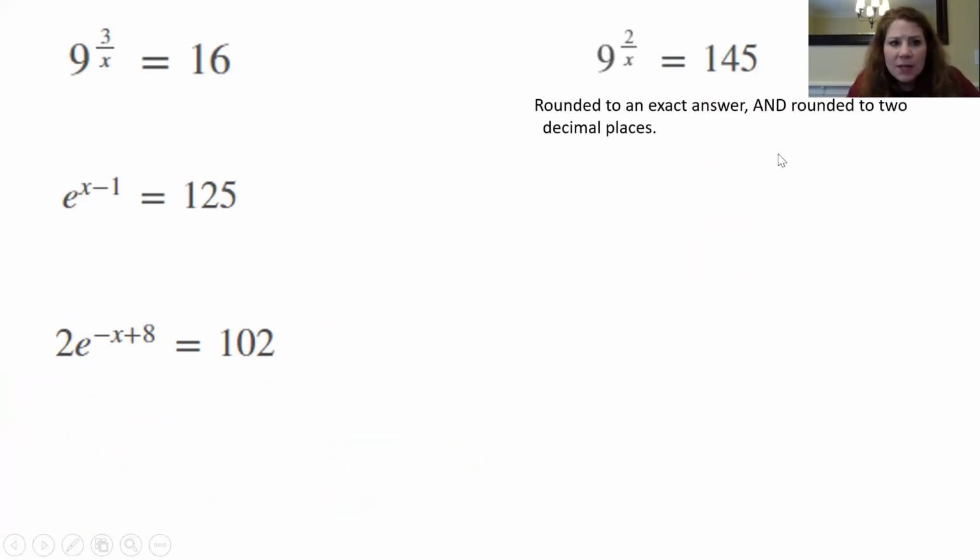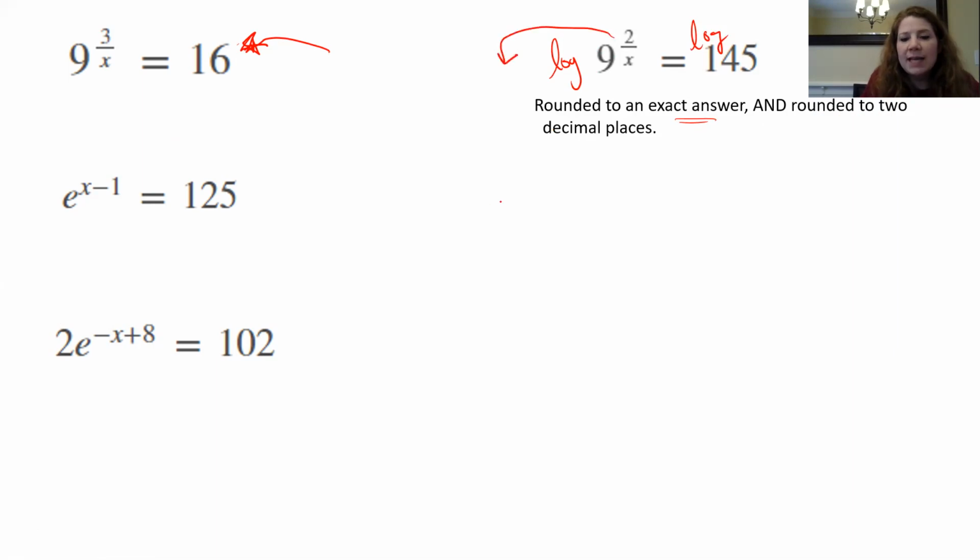All right, now this one is very similar to this one. We're doing it the same way. Once again, on this one, they want 2 answers: an exact answer, and an answer rounded to 2 decimal places. Do y'all remember what we did earlier? We found the log of both sides first. That means we get to bring 2 divided by x to the front: 2 divided by x times the log of 9 equals the log of 145.